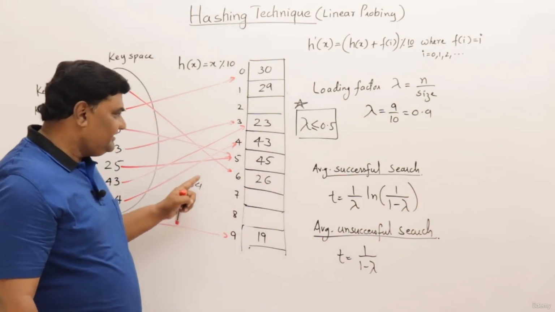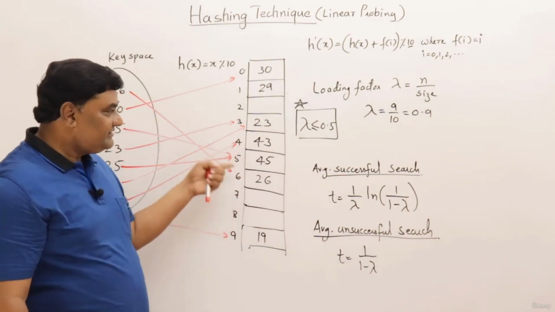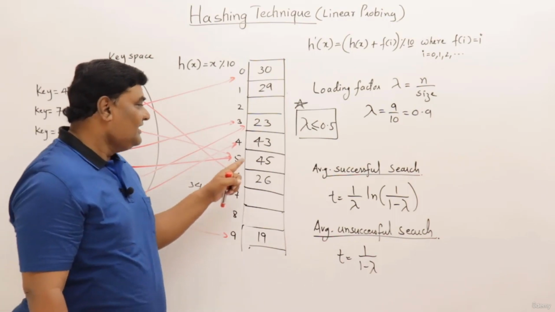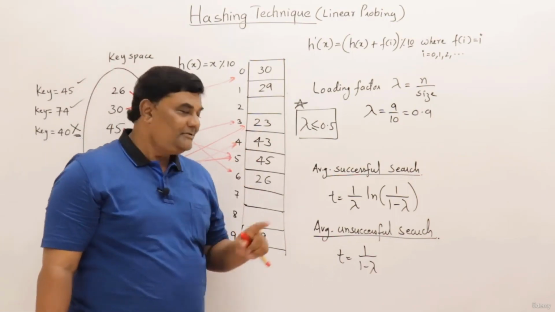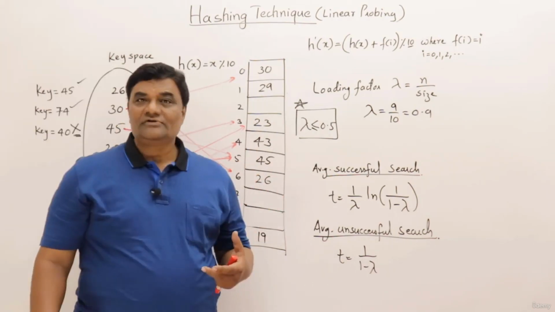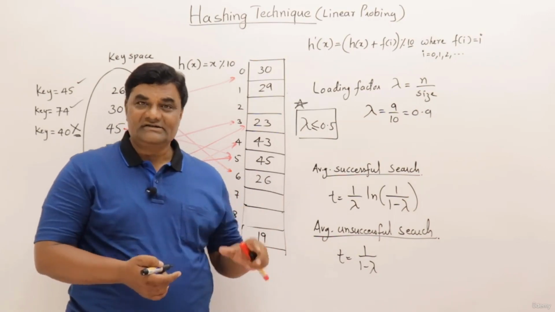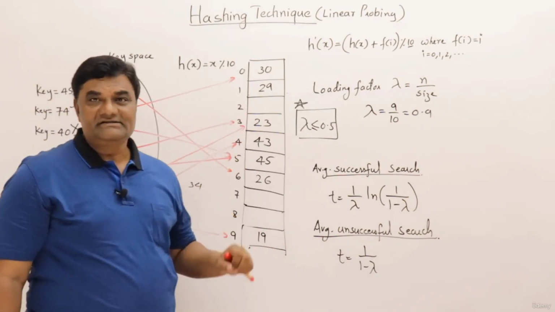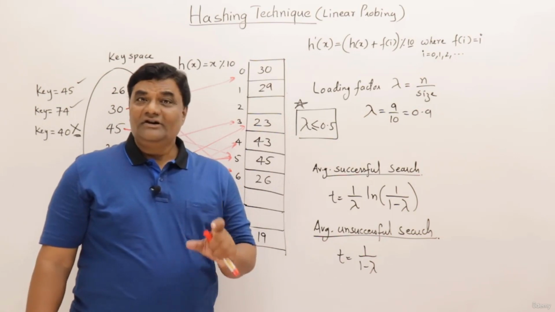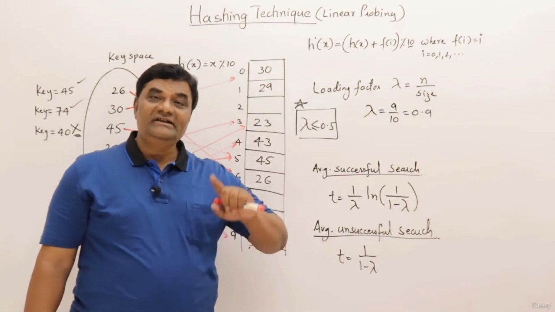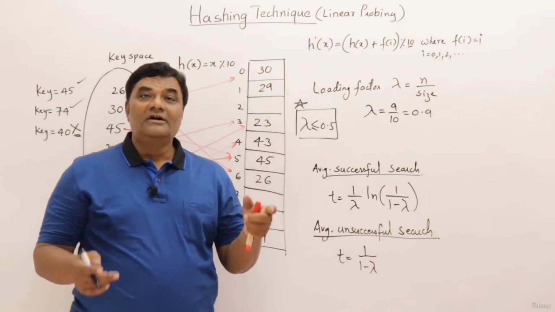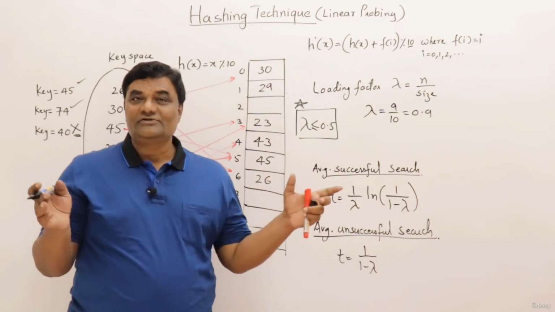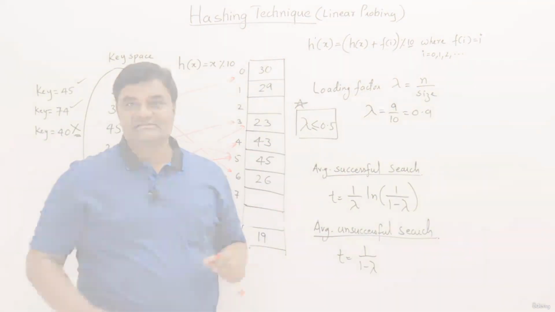So for searching some key that belongs to index 4, we are comparing with those keys also which don't belong to index 4. They belong to some other index. So different keys together may form a cluster, a block of keys at one place. This is the drawback. We call it primary clustering. So linear probing has a problem of primary clustering of keys, that is, a group of keys together at one place.